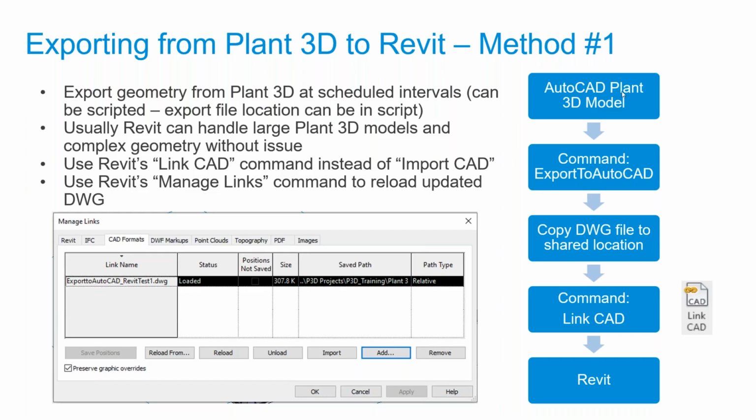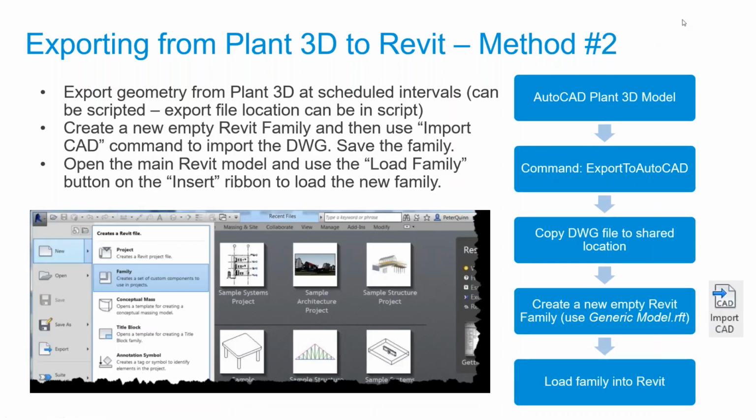So let me quickly see. We have Revit method 2 exactly. Here I have two workflows. First of all, we have this workflow, and I will show you a little video from Joel that he prepared. We have again the Plant 3D model. You export to AutoCAD, make a plain DWG file out of it.